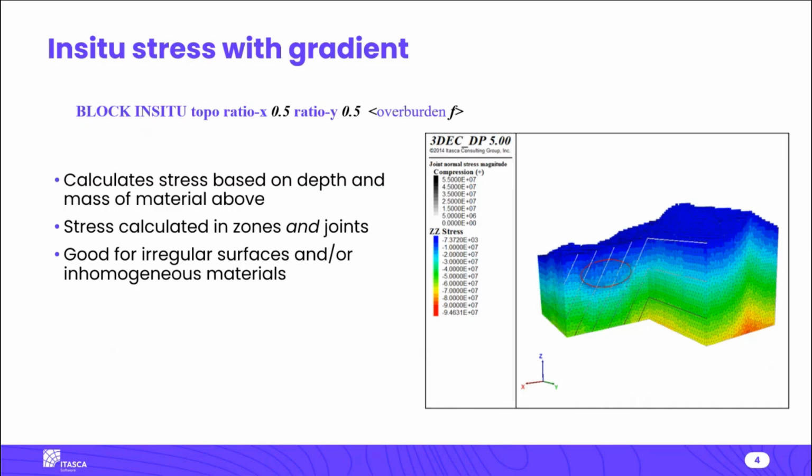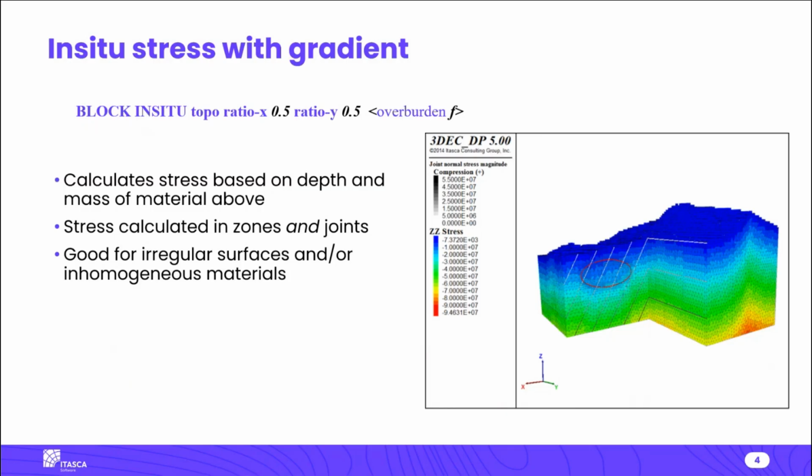So it calculates the vertical stress, and then you specify a ratio of horizontal to vertical. And you can have a different ratio in the X direction and the Y direction. It is also possible to specify an overburden stress on top. So in this example shown here, the surface of the model is the actual surface of the Earth. So there's likely zero stress acting on the surface.